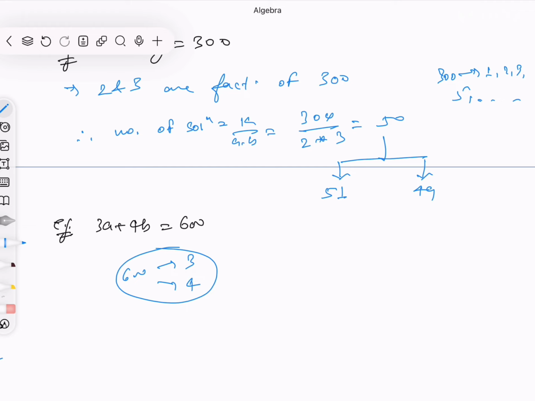Let's see. So 600 upon 3 multiplied by 4, this is 12. So this would be 50. So again, the same thing: 51 is your non-negative integral solutions and 49 is your positive integral solutions. Let's see one more.